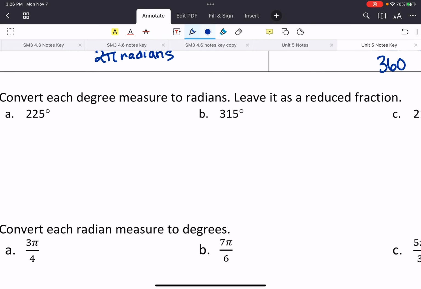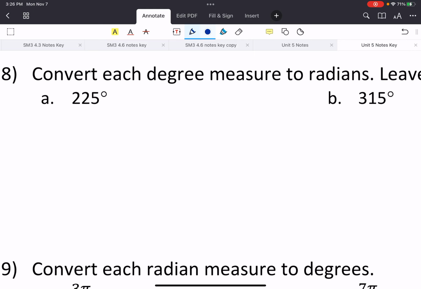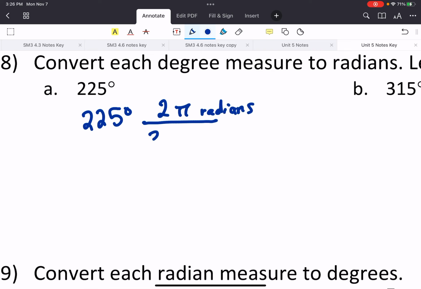So we can solve for 225 degrees. What is that in radians? 225 degrees, we'd put 2 pi radians on top because that's what we're becoming. 360 degrees on bottom because that's what we're trying to cancel out. So these degrees cancel out. Now when you're solving this, you want to keep the pi in the answer, so don't multiply that out, just keep pi radians.